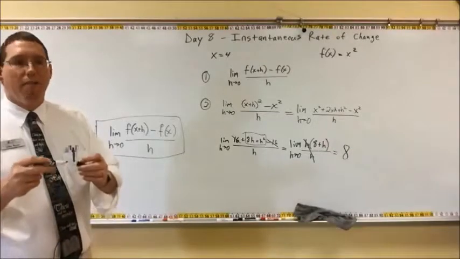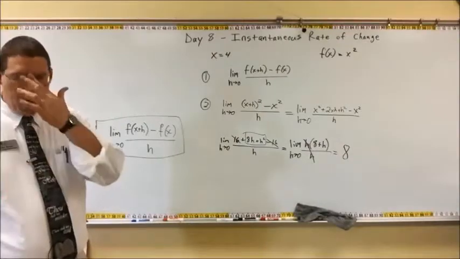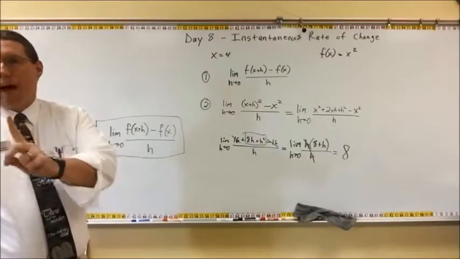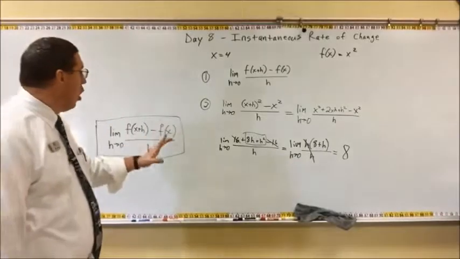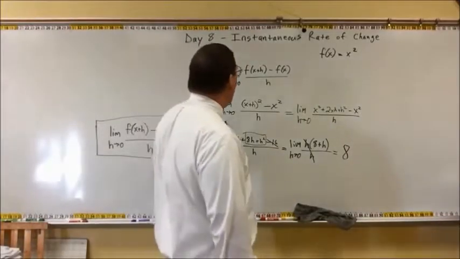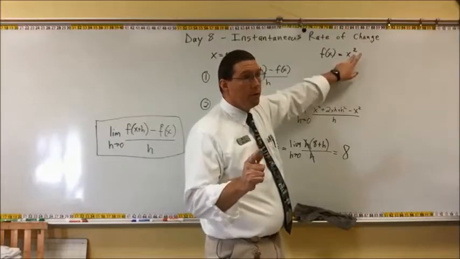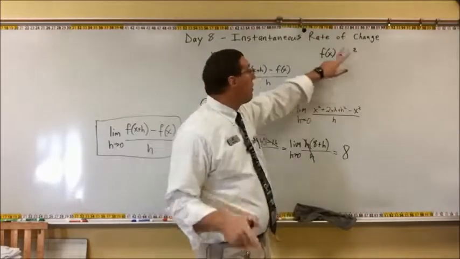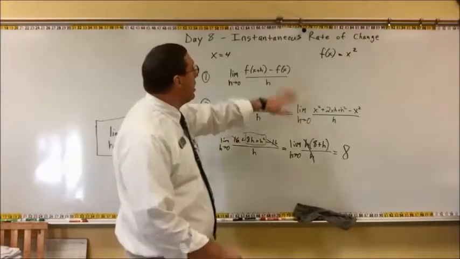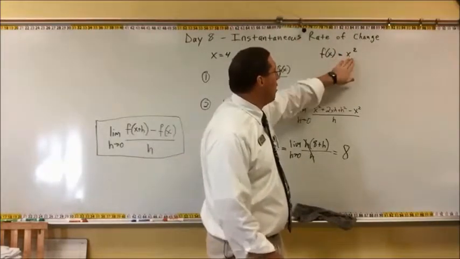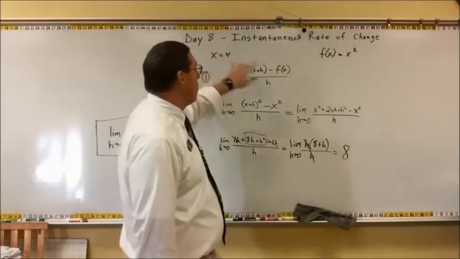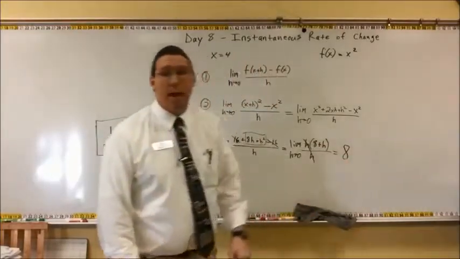Here's what we just figured out, folks. We just magically identified the slope of a curve, not a line. We identified the slope of a curve at a single point. We just identified the instantaneous rate of change of x squared at x equals 4, and that slope is 8.